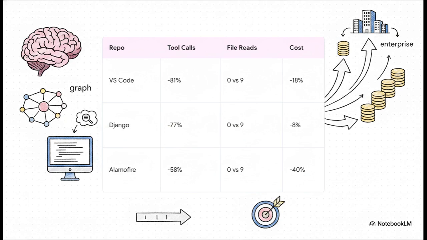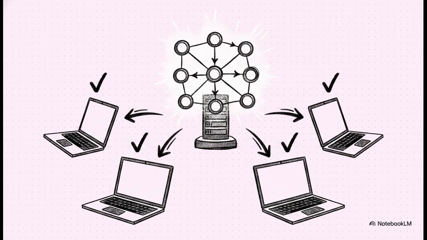On the Alamo Fire repo, it was 40% cheaper. The speed and precision here are universal, and if you're operating at an enterprise scale, those cost savings compound massively. And by the way, this efficiency easily scales to your entire team. Under the old model, every single developer was basically wasting compute power parsing and searching locally on their own machine. But with MCP tools, you can leverage shared graph artifacts. Tools like LeanKG and Codebase Memory MCP allow you to commit a single highly compressed snapshot of the graph right next to your source code. So when a teammate clones the repo, they skip the reindexing step entirely.